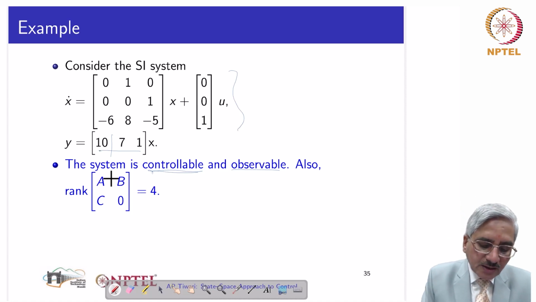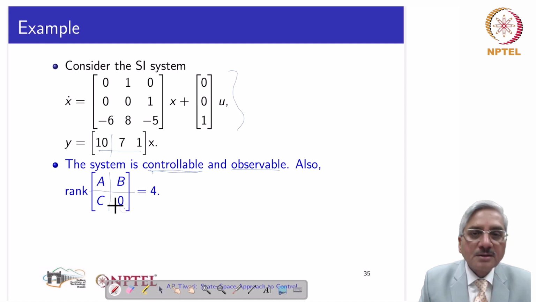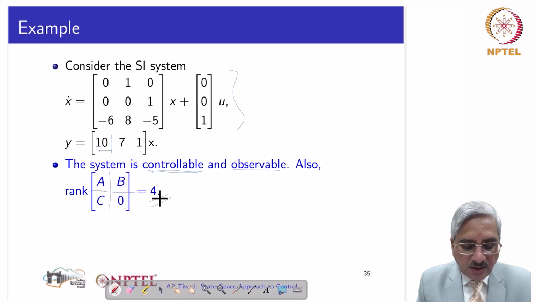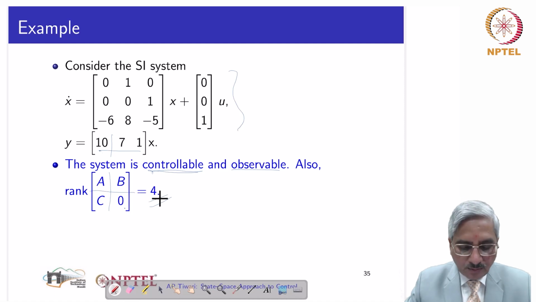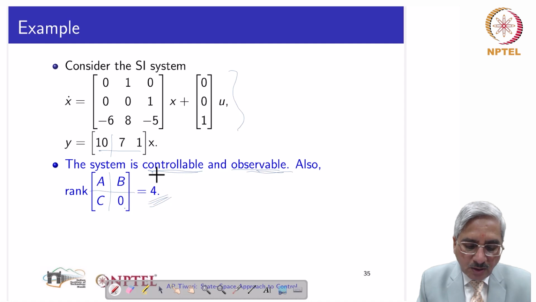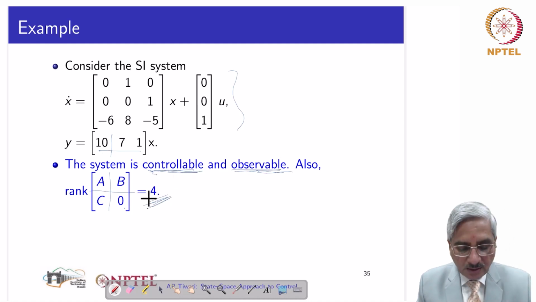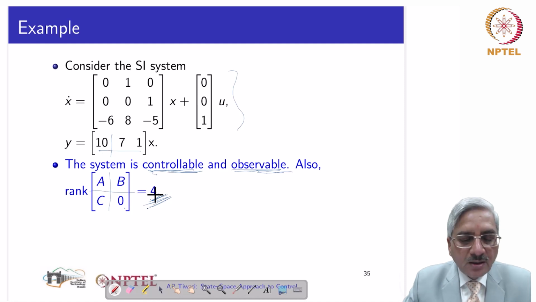Also, for this augmented system with A, B, C and 0, one can check that the rank comes to 4. So the two conditions which we stated in the preceding are both satisfied: the system is controllable, so state feedback can be designed, and observable, and also it has an observability index of 4, which means it will be possible to obtain a multi-rate output based output controller.